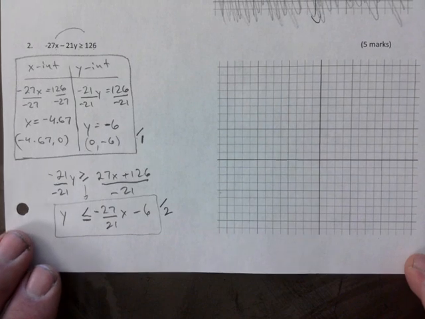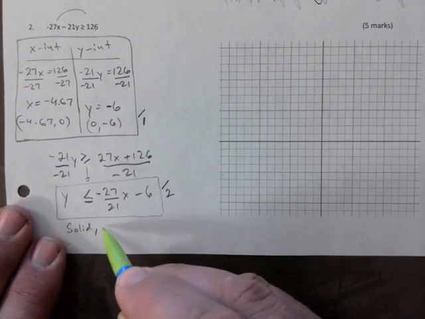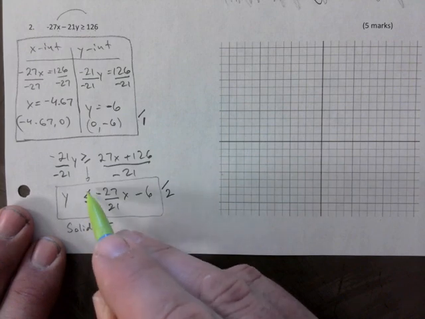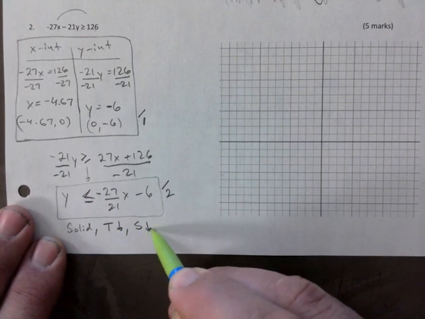So, and then we're ready to graph. So this is a solid line. We're going to say that the true region, because it's less than, is below. We're also going to shade below.